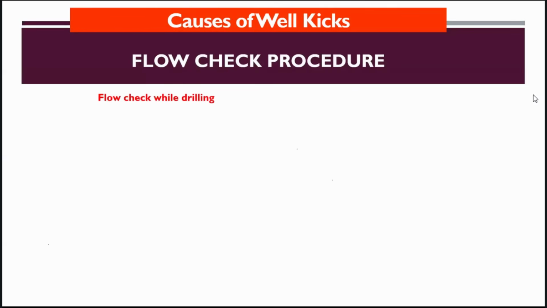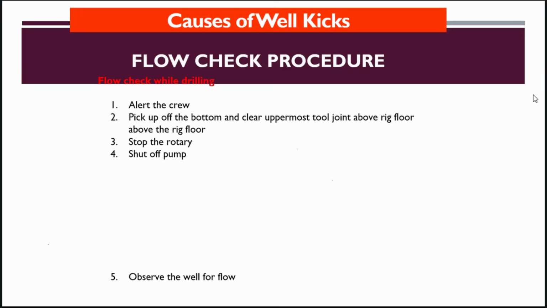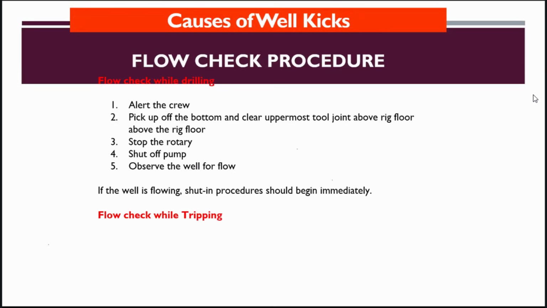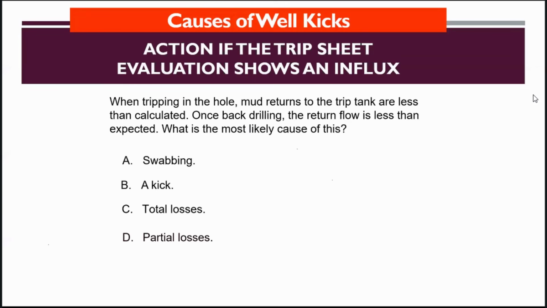So this is important about trip tank. Also, I told you what is flow check. You switch off the pumps and you see if your well is flowing or not. If your flow check is negative, means well is not flowing, everything is okay, you can continue your operation. But if flow check is positive, then you have to close in the well. Shut in your BOP and monitor the well. Okay, this is for trip sheet.